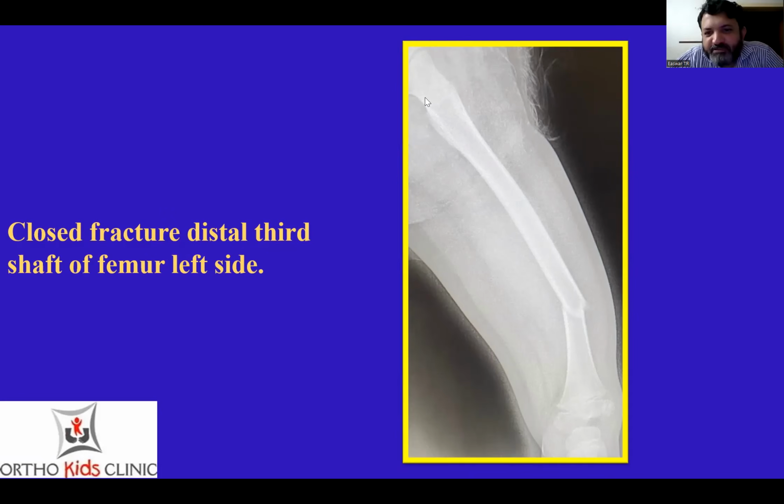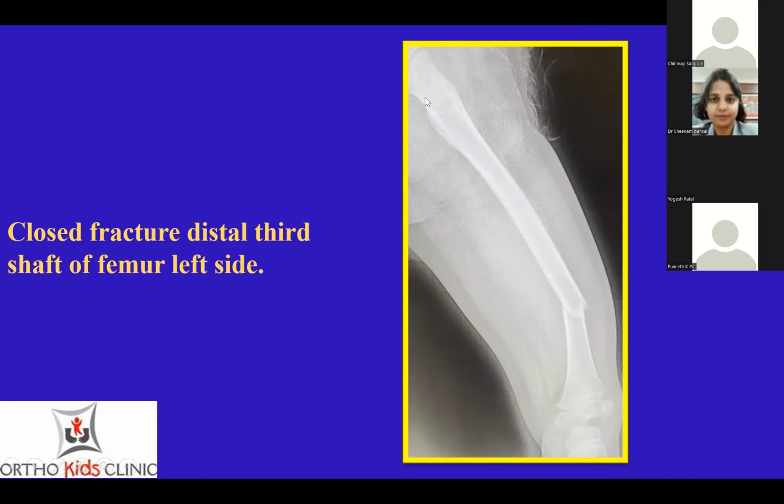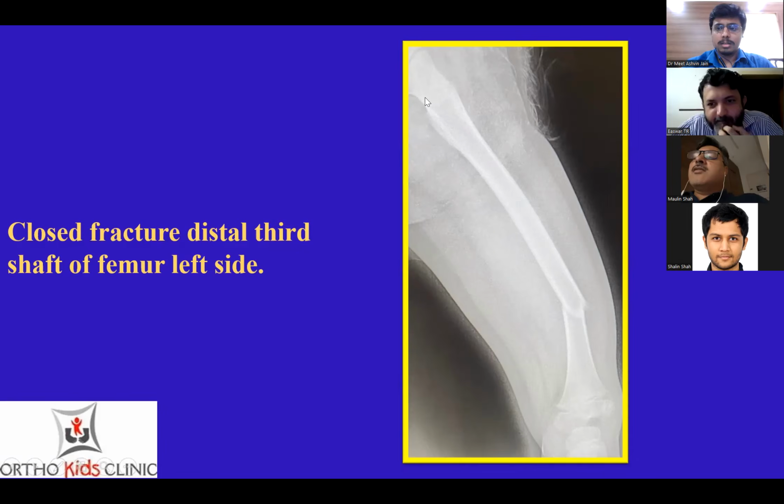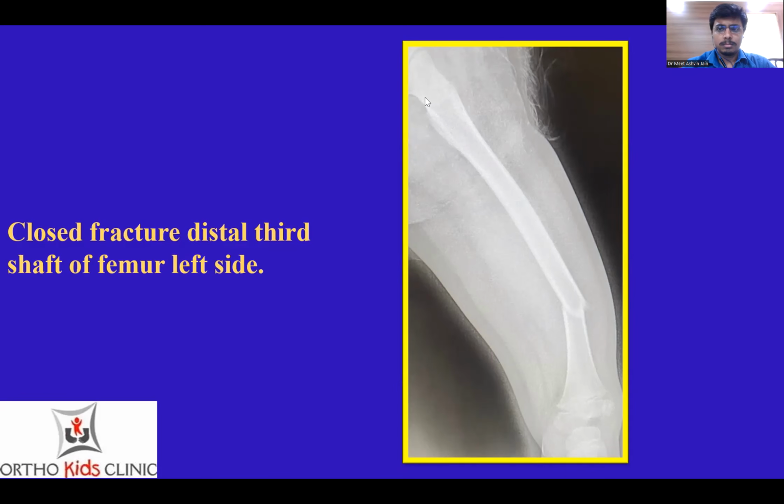Do you have an AP of this? They sent it earlier, but in AP it is a fairly stable pattern, not much translated. What is more striking was the lateral view. So AP is more benign than this. We usually have four options, right? Meet, can you go ahead with the next slide? Yes, yes.